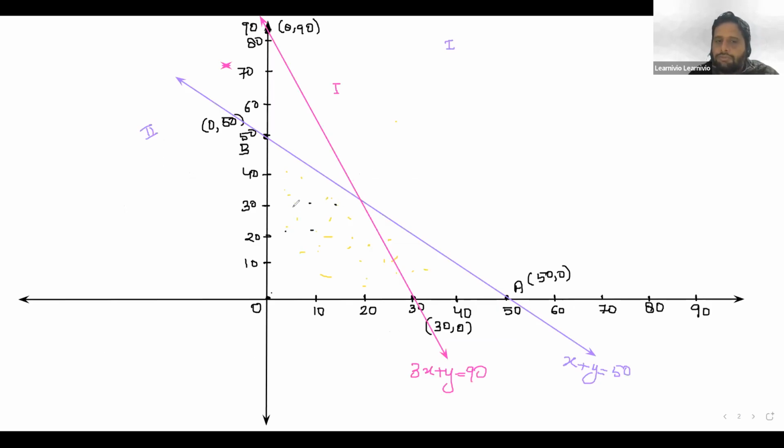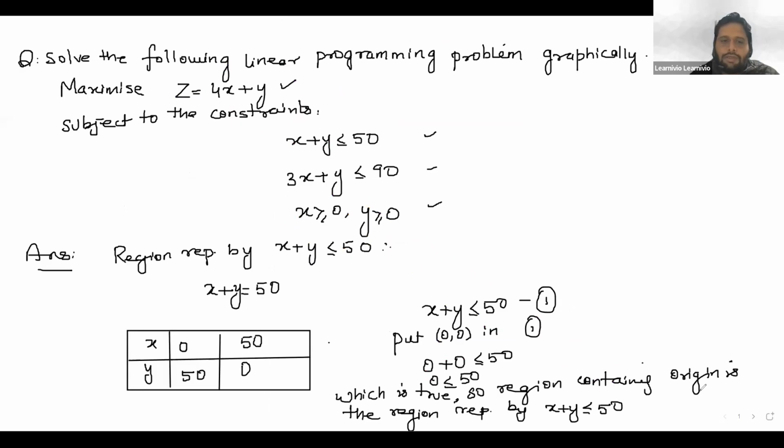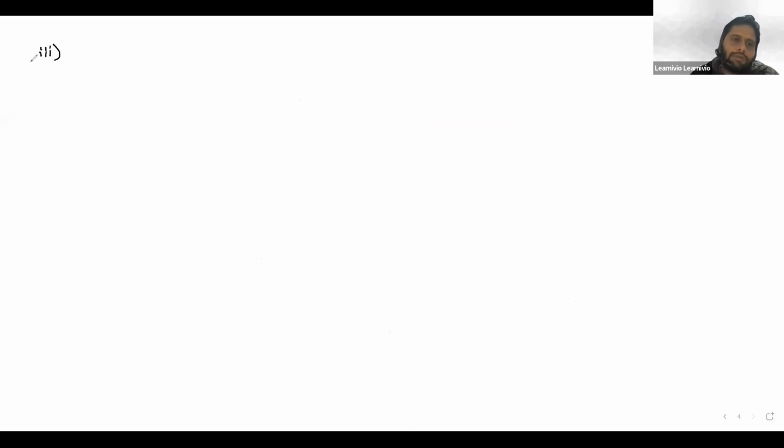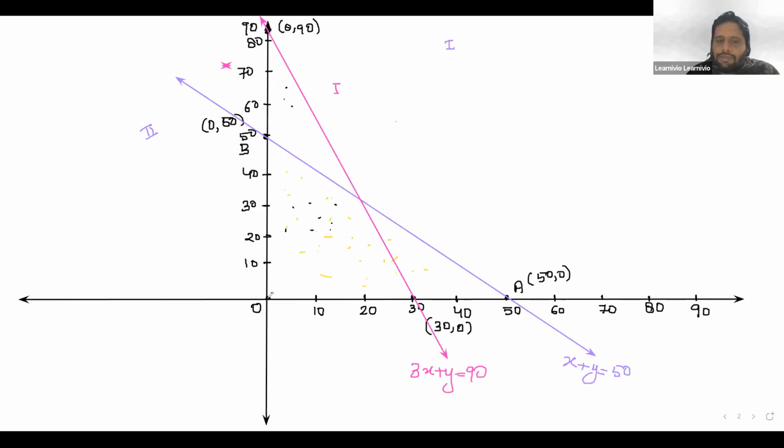So that means this part and this one, this also and this one also. We will see the next conditions, x greater than or equal to 0, y greater than or equal to 0. Always remember the third part, the region represented by x greater than or equal to 0, y greater than or equal to 0. What is x greater than or equal to 0? This is 0, this is the x-axis. So x greater than or equal to 0 means this side. Y greater than or equal to 0 means above the origin, this one.